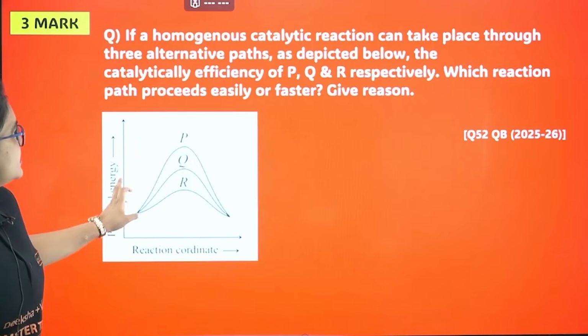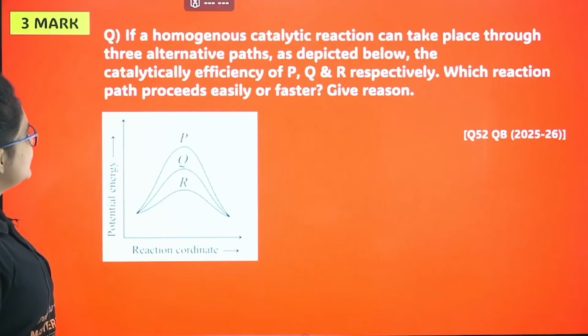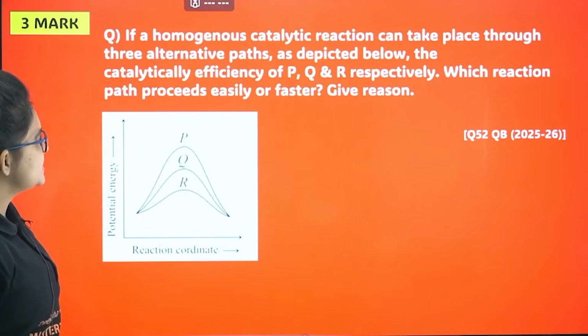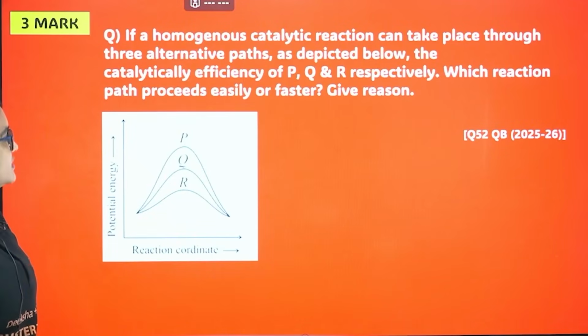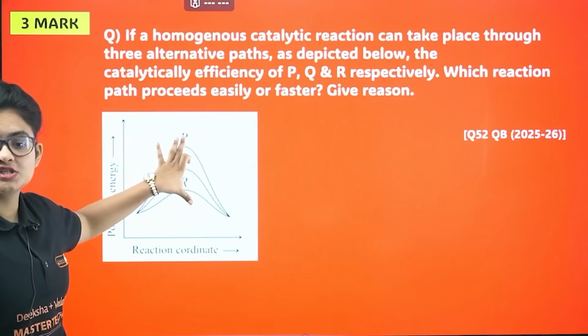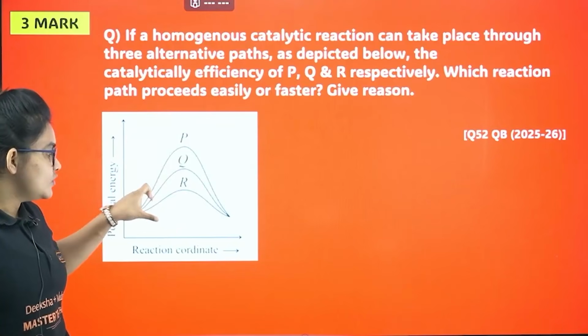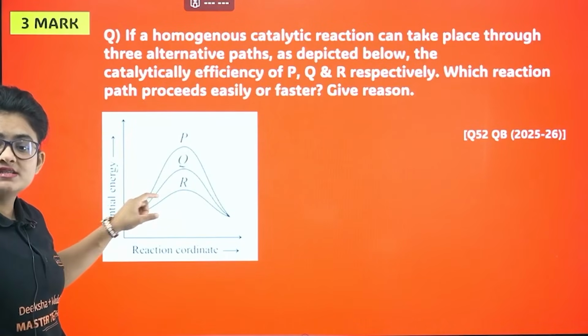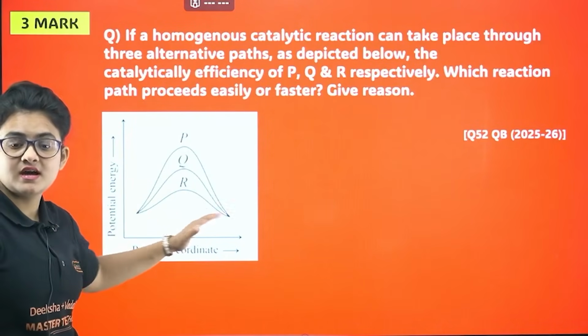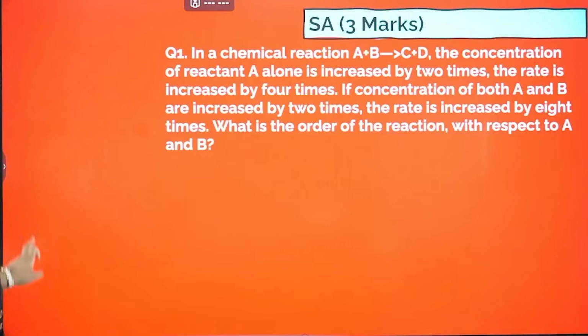Let's proceed. If a homogeneous catalytic reaction can take place through 3 alternative paths as depicted below, what is the catalytic efficiency of P, Q, R? As you can see, P has more activation energy, so it will take more time, then Q, then R. Whenever I am using R as a catalyst, the reaction will be fastest. After that Q, then P. Okay, more numerical problems we will proceed with.